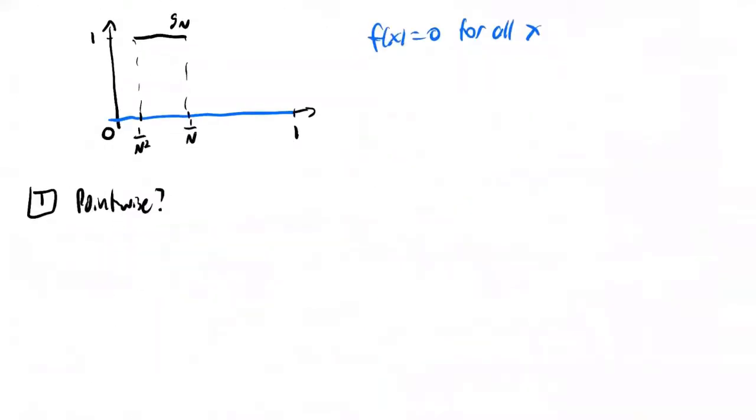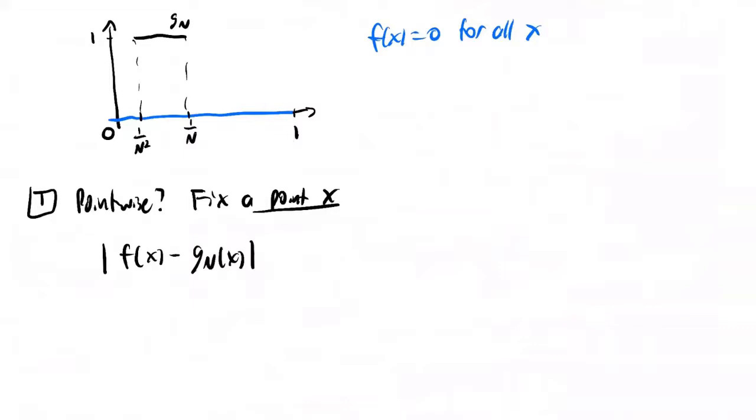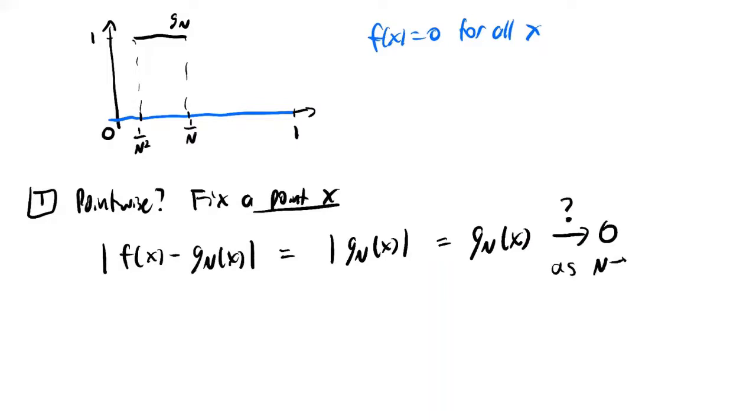So what we want to do is fix a point x and look at f of x minus gn of x. Well, f is just 0 for every single point, so this is just equal to the absolute value of gn of x. Since gn is always positive, this is just equal to gn of x. And so the question is, does this converge to 0 as n goes to infinity for each x? The rate doesn't have to be uniform, it just has to converge to 0 eventually for this particular fixed x.